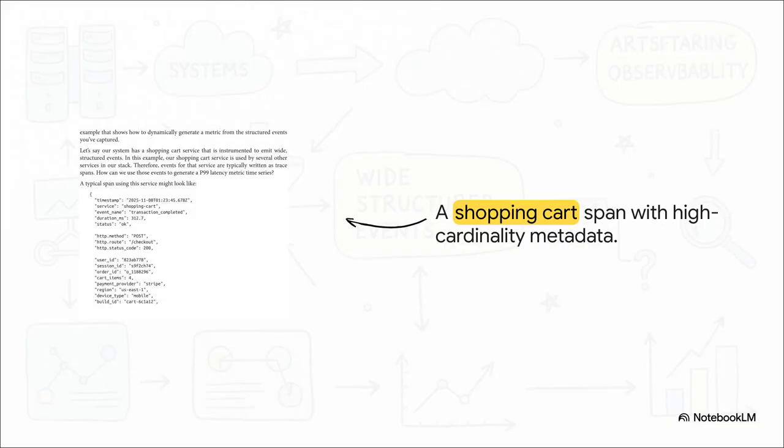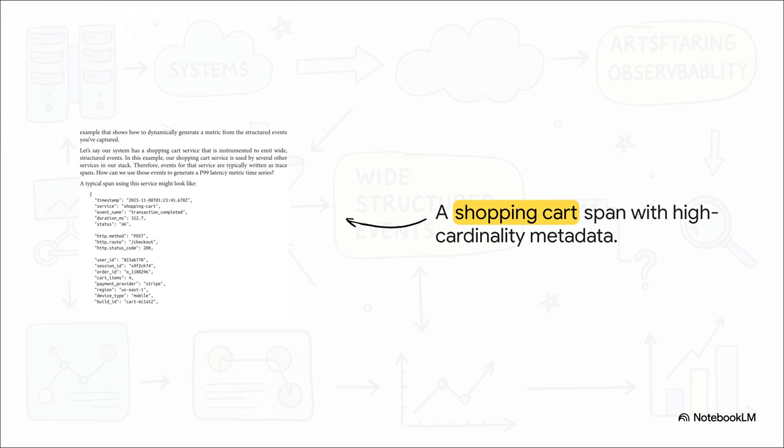To make this concrete, think about what a typical JSON span for a shopping cart service looks like when it's structured this way. It's not just some basic timestamp and a generic, unhelpful text message saying, user added item to cart. No way. It is packed with incredibly rich context. You've got HTTP routing data, unique identifiers like a user ID and an order ID, and actual business logic like the exact number of items in that cart. But it doesn't stop there. You also have infrastructure details. We're talking the AWS region, the availability zone, and the specific build ID. All of this lives right there in one single record.